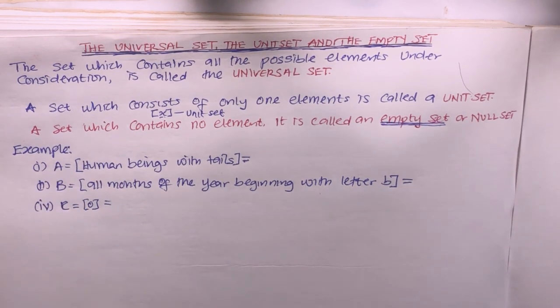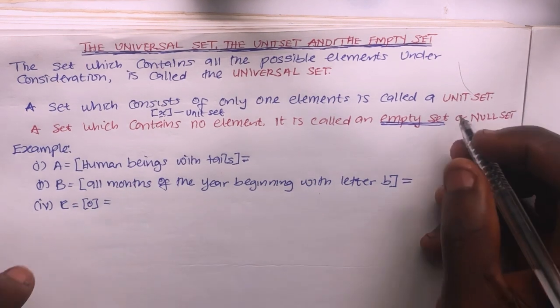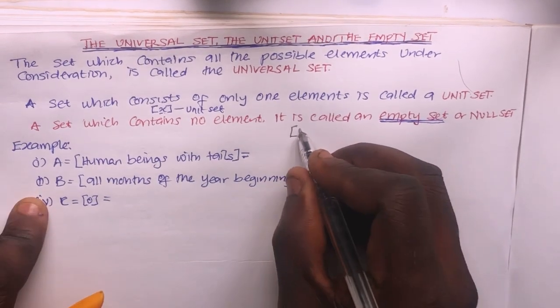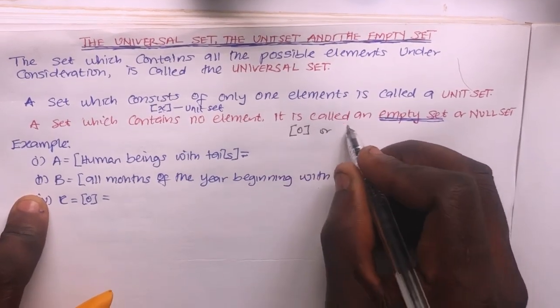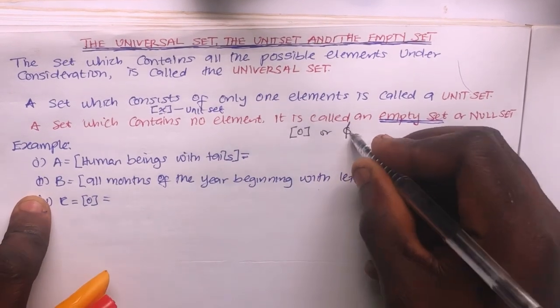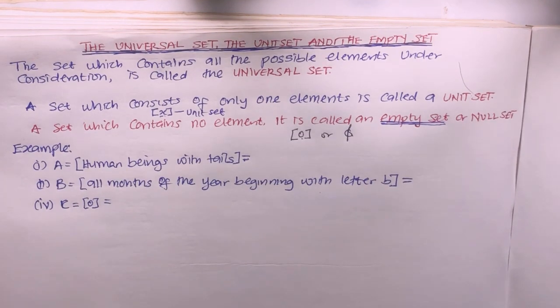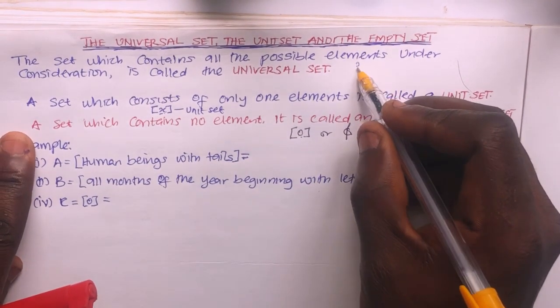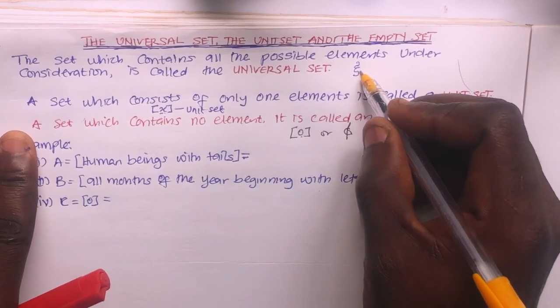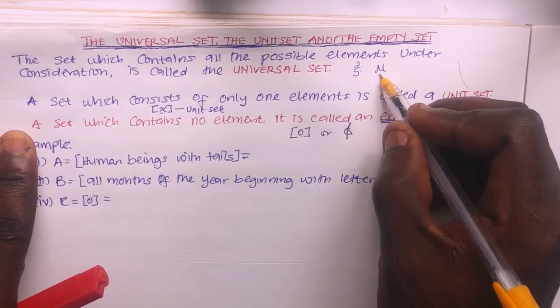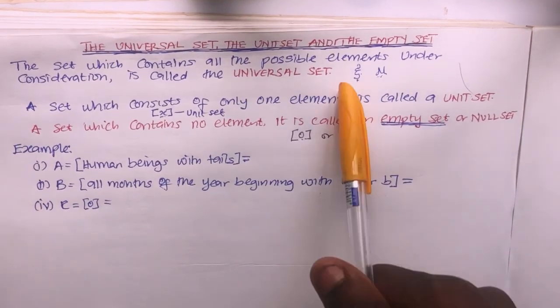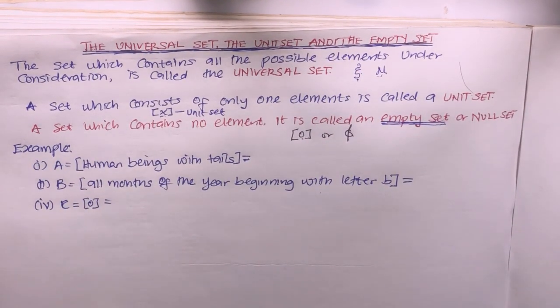Now let's move to the next one. A set which contains no element is called the empty set. A zero-element set is known as the null set. The null set is usually denoted as something like a pair of braces with nothing inside. This is your null set, or you use this sign. It's either you find it like this or you use this sign, the empty set symbol.